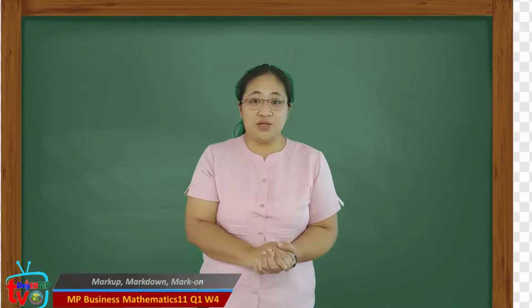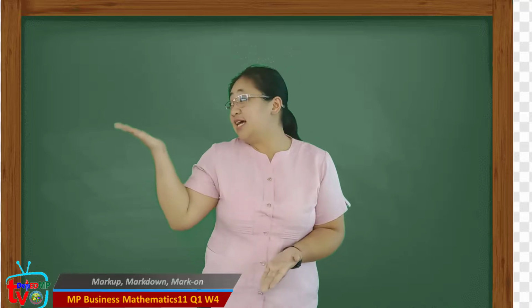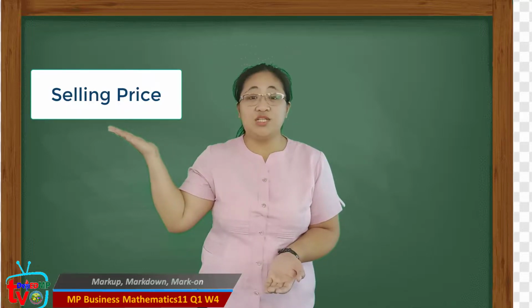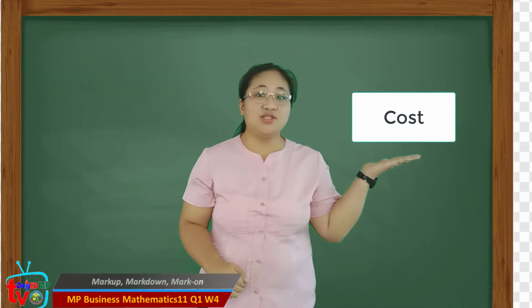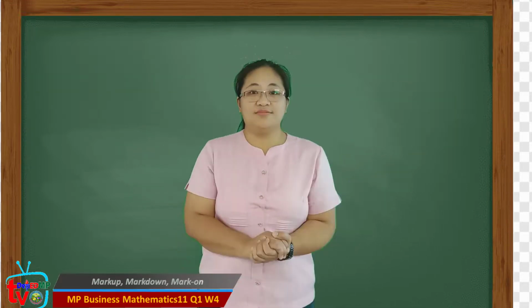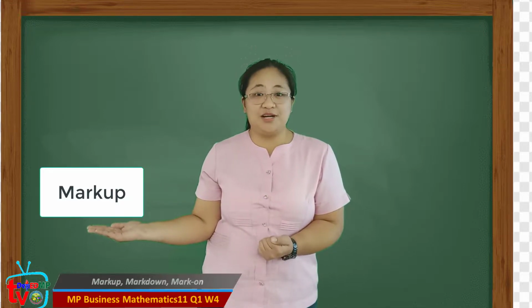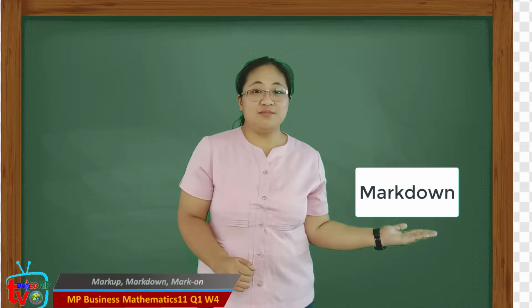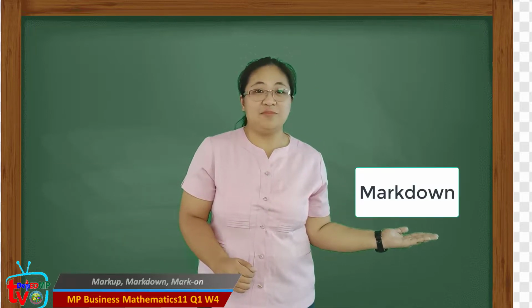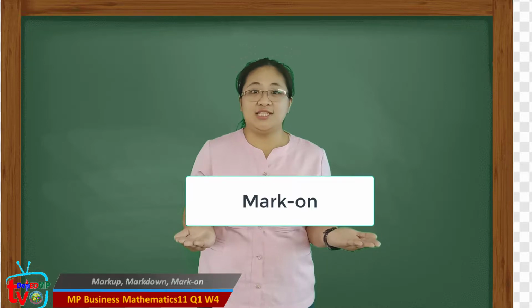Let us have a quick review of the concepts that we discussed. Selling price is the price at which the commodity is sold per unit. Cost refers to the purchase price of the product. Markup is the difference between the selling price and the cost. Markdown is the difference between the selling price and the sale price. And mark-on is the difference between the peak selling price and the regular selling price.